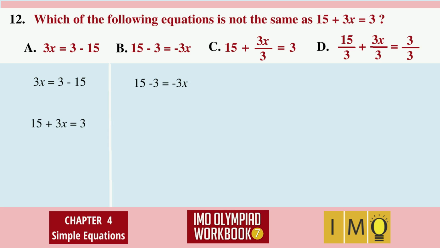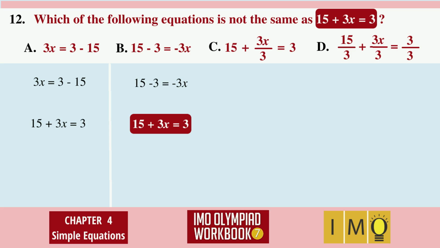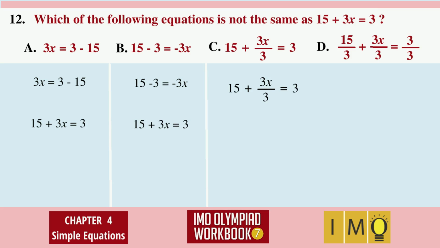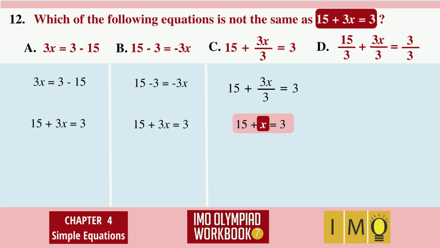Option B. 15 minus 3 is equal to minus 3x. Here again, rearranging, we get 15 plus 3x is equal to 3. Option C. (15 plus 3x)/3 is equal to 3. Simplifying that, we get 15 plus x is equal to 3. Here, instead of 3x, we have only x. So this shows that option C doesn't give the same equation as in the question.